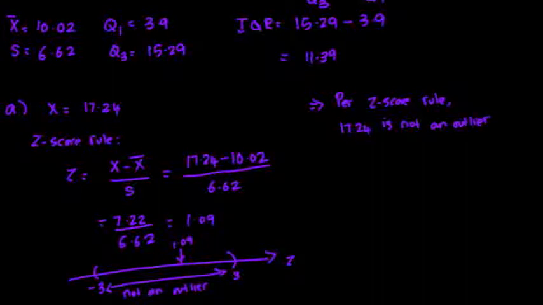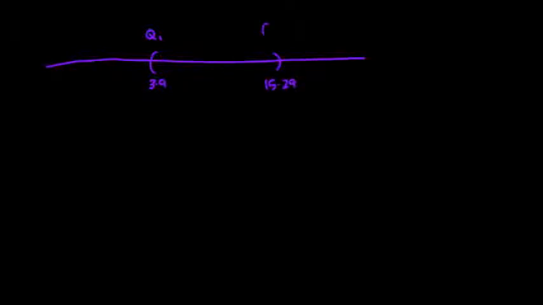Now, let's use the IQR rule. The first quartile is 3.9, Q1. And the third quartile is 15.29, Q3. Now, the two limits are Q1 minus 1.5 times the IQR, which is going to be a number smaller than Q1, and Q3 plus 1.5 IQR is going to be a number larger than Q3.